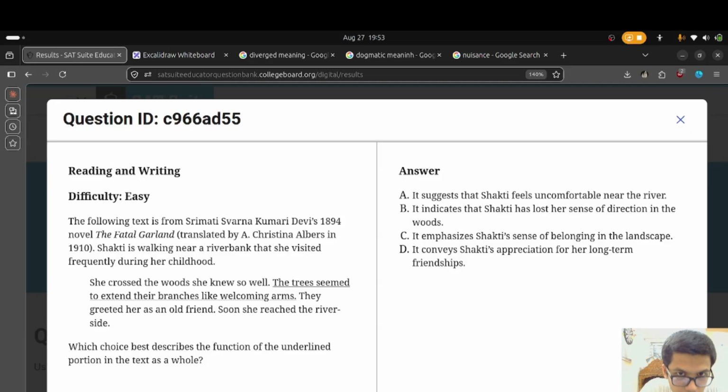Okay, Srimati Swarnakumari Devi's novel The Fatal Garland, and I think that's by Christian Albers. Shakti is walking near a riverbank that she visited. Okay, she crossed the woods she knew so well. The trees seem to extend their branches like welcoming arms. Does this mean Shakti feels uncomfortable? No. Shakti has lost a suggestion? No. Shakti has a sense of belonging in the landscape? It conveys Shakti's appreciation for our long-term friendship.